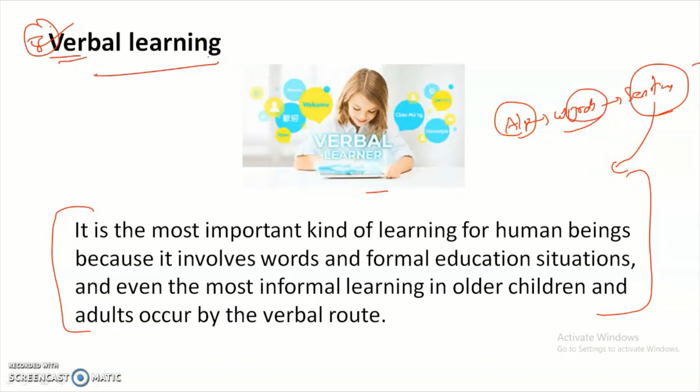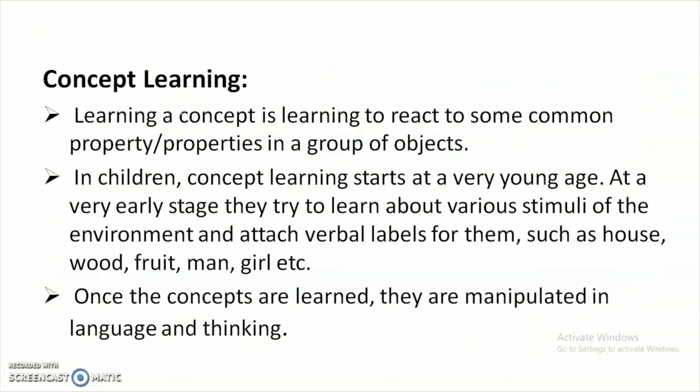So whatever preparation you are doing for the UGC NET is nothing but verbal learning. Why? Because whatever is there in the textbooks, materials, or PDFs, we are simply learning the concepts. And there is a fourth type of learning, that is conceptual learning. Conceptual learning leads to thinking and doing research on something. So learning a concept is to react to some common properties in a group of objects.